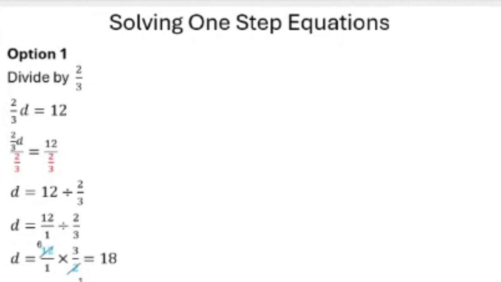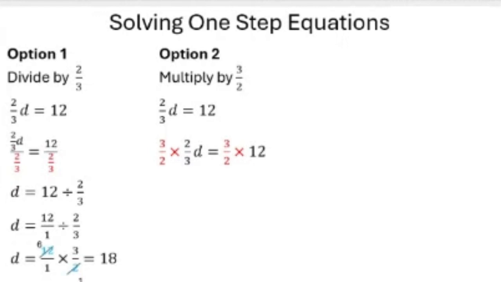Option 2 is we're going to multiply by 3 over 2. Now, I want you to pause right now for a moment and look at option 1 and option 2 and realize that they literally say the same thing. Divide by 2/3. What does dividing by 2/3 mean? It means multiplying by 3 over 2, right? Dividing by a fraction is multiplying by the reciprocal. So option 2 is literally saying the same thing as option 1, but we're not going to end up with all this big mess here. So let's try this. I have d being multiplied by 2/3, and I want to make that go away.